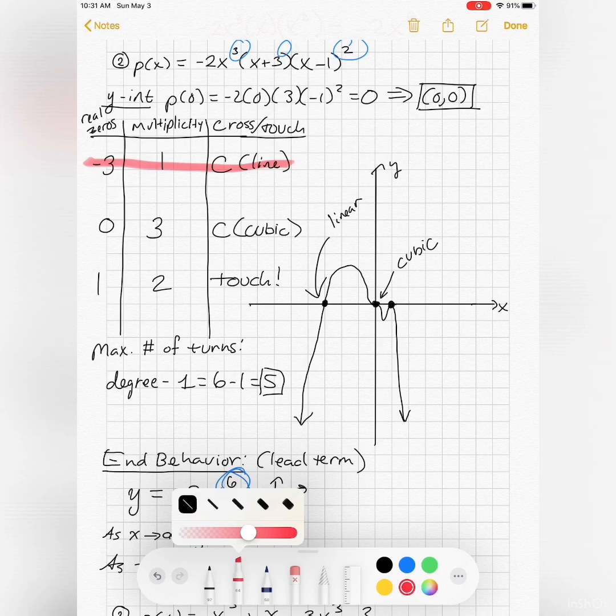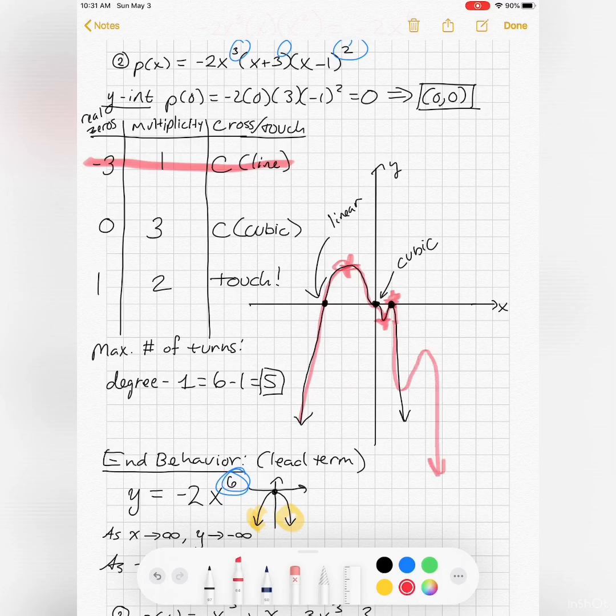Now, the way I've drawn it: increasing, increasing, increasing. There's 1 turn. This is not a turn. Decreasing, decreasing, here's another turn. Increasing, here's a turn. This guy has 3 turning points. So it would be possible that there'd be another turn. There could be 5 turning points. That's something you'll look at in calculus. I just cannot exceed 5 turns.